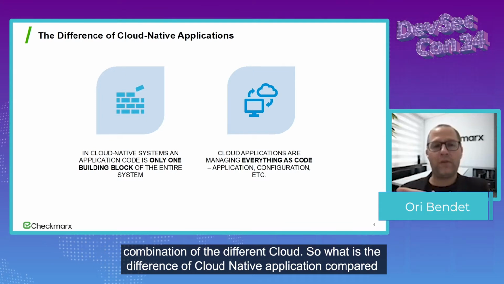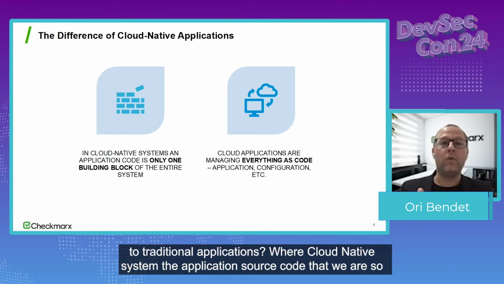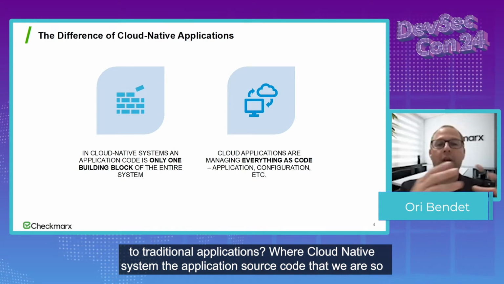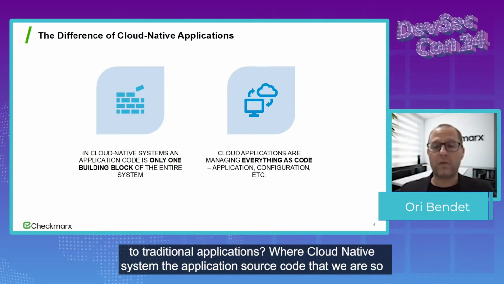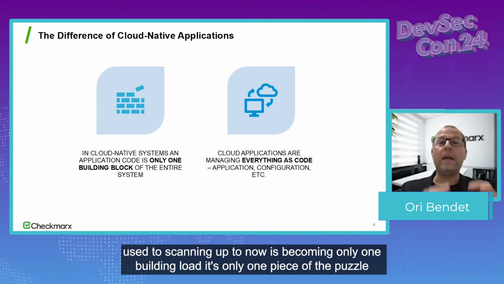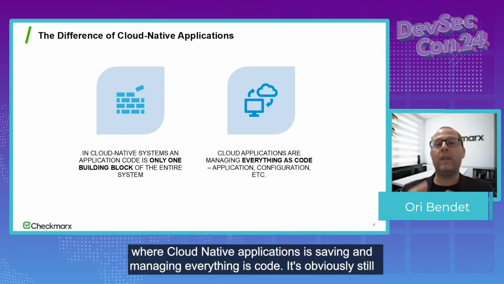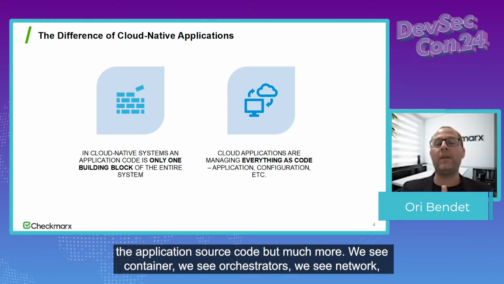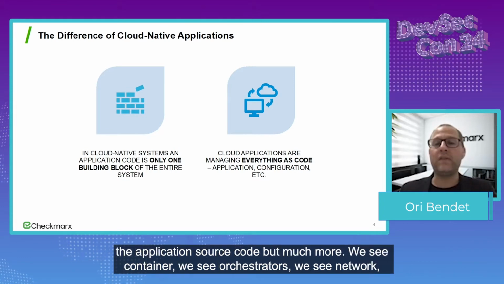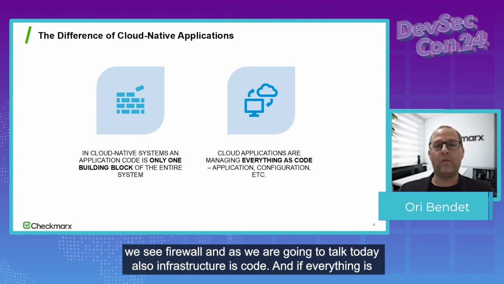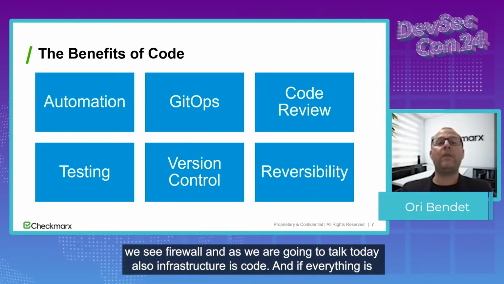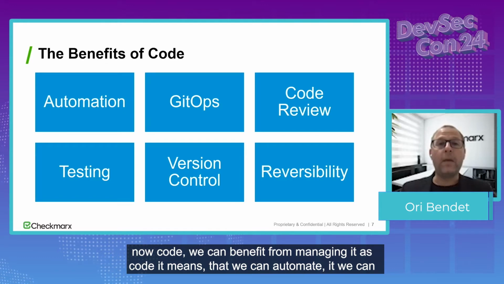So what is the difference of cloud native applications compared to traditional applications? In cloud native systems, the application source code that we are so used to scanning up till now becomes only one building block. It's only one piece of the puzzle, where cloud native applications are saving and managing everything as code. It's obviously still the application source code, but much more. We see containers, we see orchestrators, we see network, we see firewall, and as we are going to talk about today, also infrastructure as code. And if everything is now code, we can benefit from managing it as code.